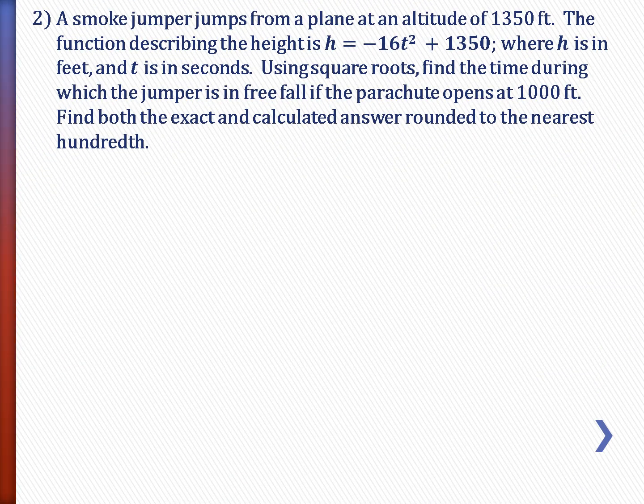Okay, let's look at example 2. It says a smoke jumper jumps from a plane at an altitude of 1,350 feet. The function describing the height is h equals negative 16t squared plus 1,350, where h is in feet and t is in seconds. Using square roots, find the time during which the jumper is in free fall if the parachute opens at 1,000 feet. Find both the exact and the calculated answer rounded to the nearest hundredth.